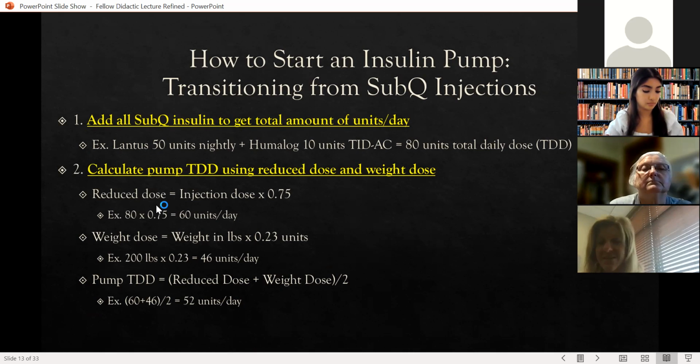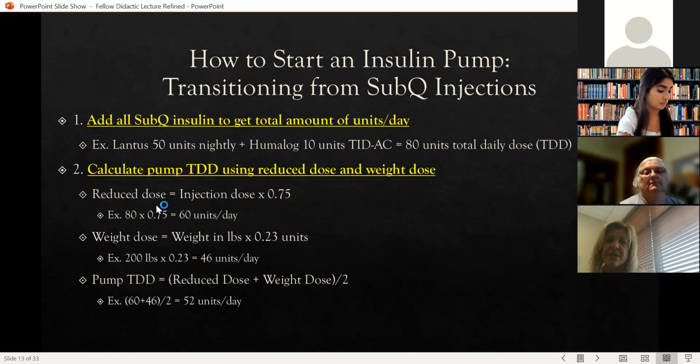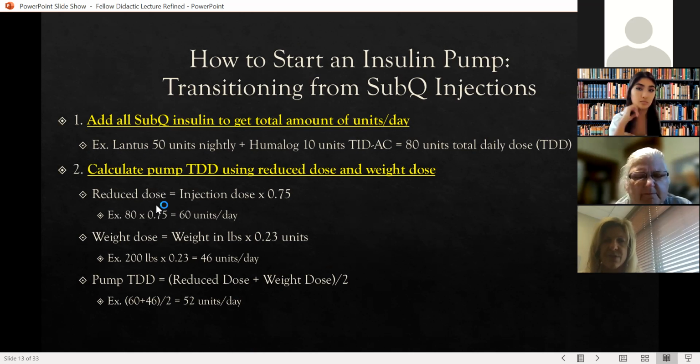It literally tells you, how much do they weigh, how much insulin are they presently taking, please divide this by this number, and it gives you the answer. So this isn't something that you have to memorize. Each pump will have a worksheet for you to transition them from subcutaneous insulin into a pump.